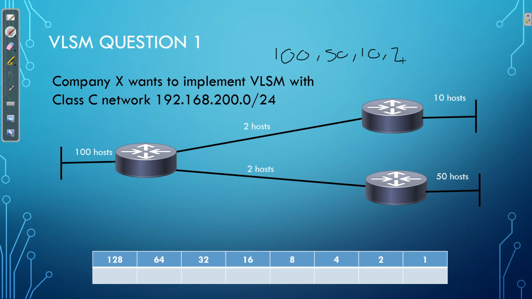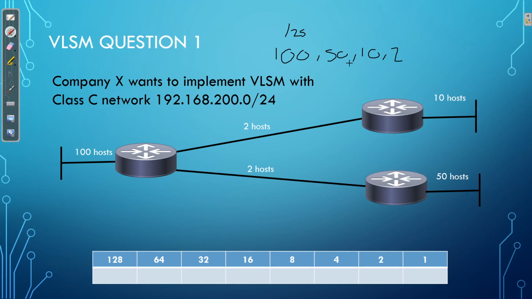Now I need to work out my subnet mask for each LAN segment. Again, we go from the largest down to the smallest. So to allow for 100 hosts for this subnet, I need 7 host bits. Now to work out my subnet mask, I take the host bits and I subtract that from 32. So in this case, 32 minus 7 gives me 25. A /25 will be my subnet mask for this LAN segment over here.